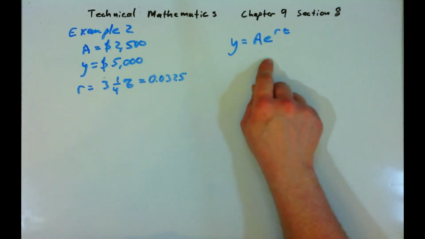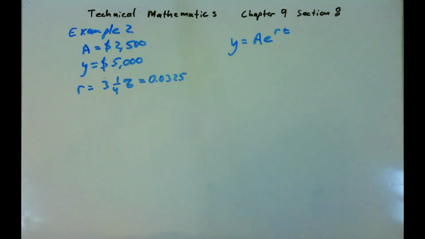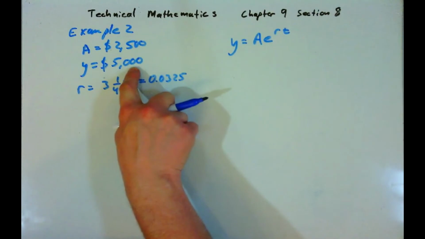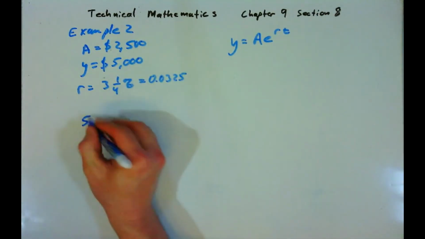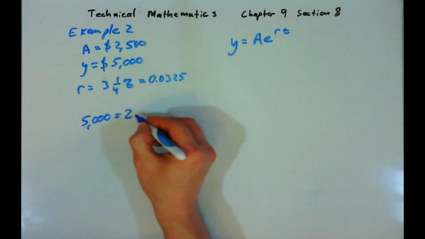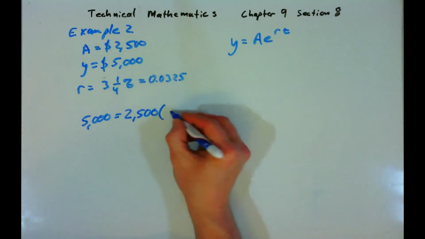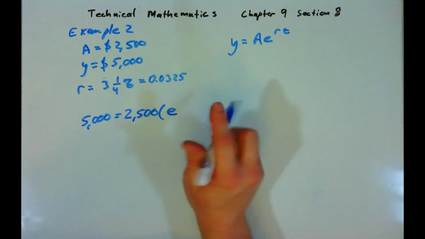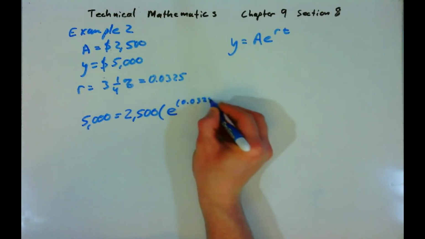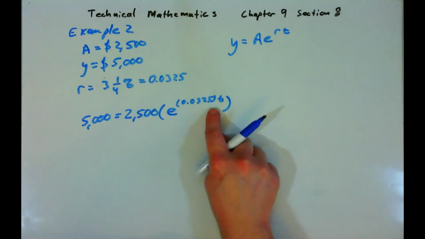And so since they said the interest is compounding continuously, we're going to use the formula y equals a times e to the rt power. So we'll plug in our numbers. Y is the amount that we're looking for after some time, 5,000. A is the initial investment, 2,500. E, which is the natural number, and the exponent is r, which is the interest rate, times t, which is the amount of time, which is what we're looking for.